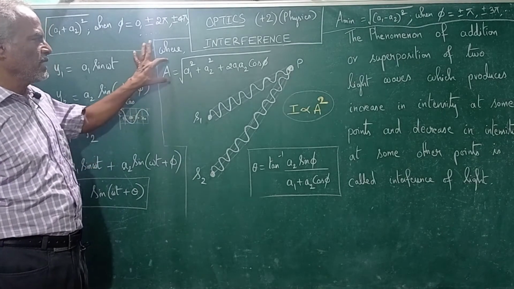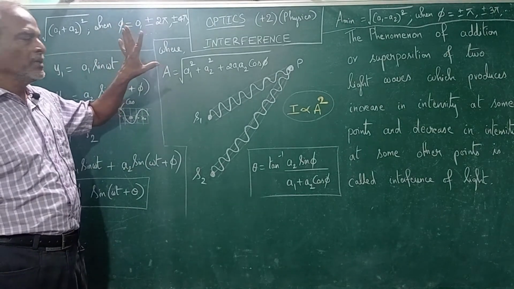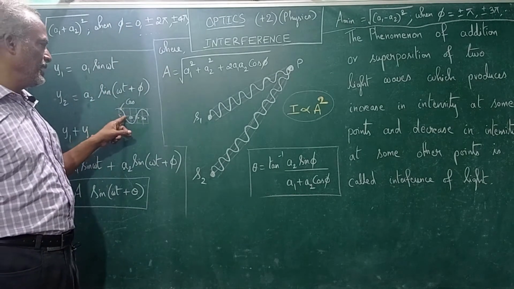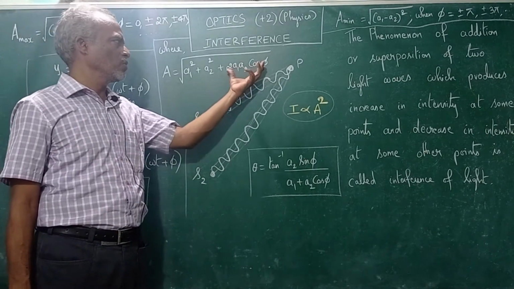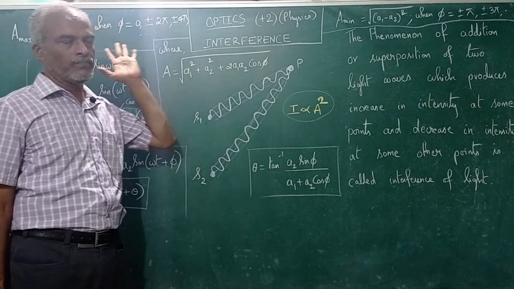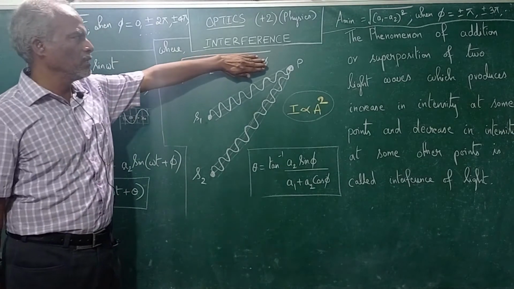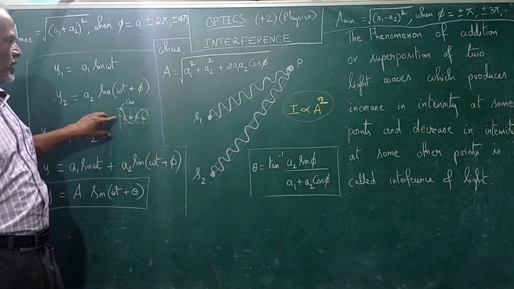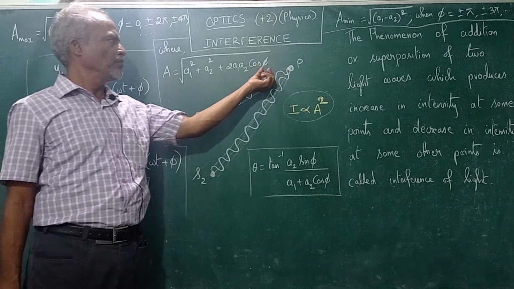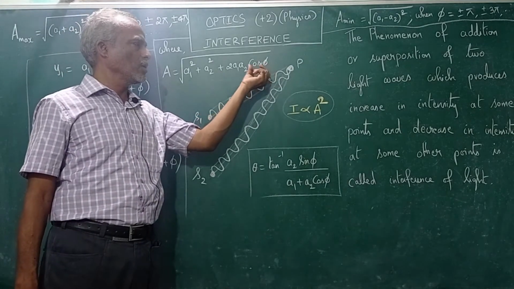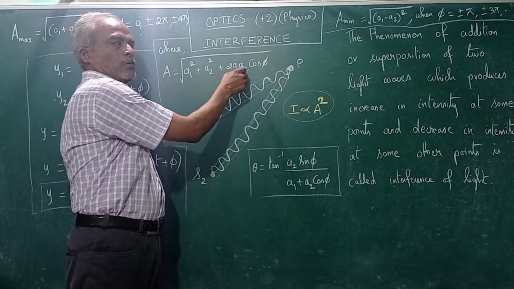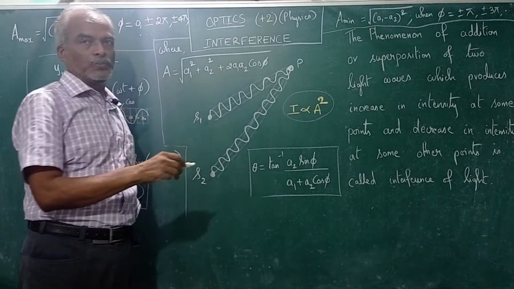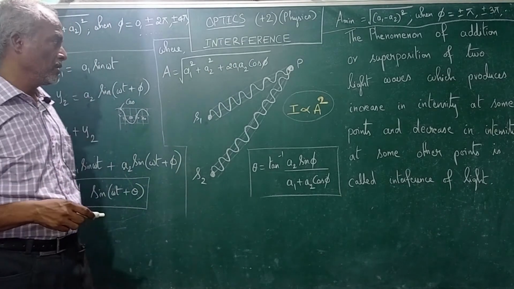So I want this amplitude to be maximum. So we don't want 90 and 270. Why? Cos 90 is 0, therefore this term will vanish. This overall term will vanish. But when cos 0 is 1, if you apply phi equal to 0, cos 0 is 1. That means you have this term plus one more term, 2a1 a2. That will be the maximum amplitude.